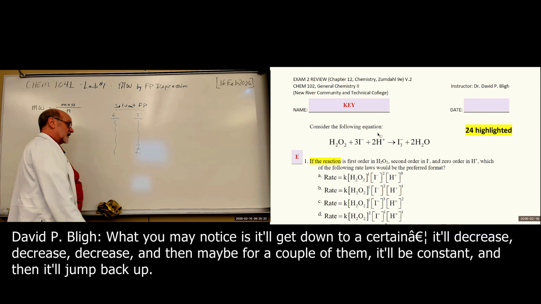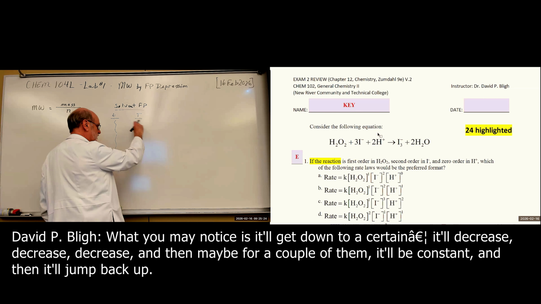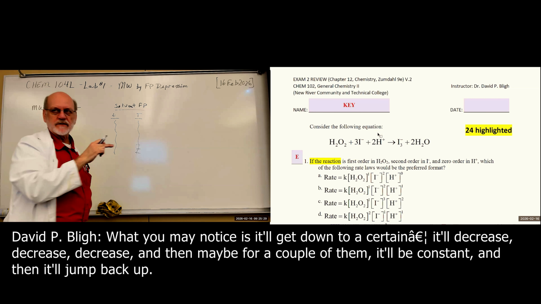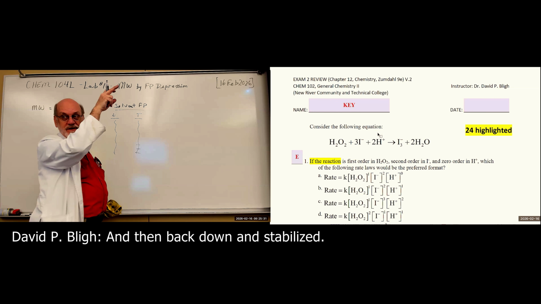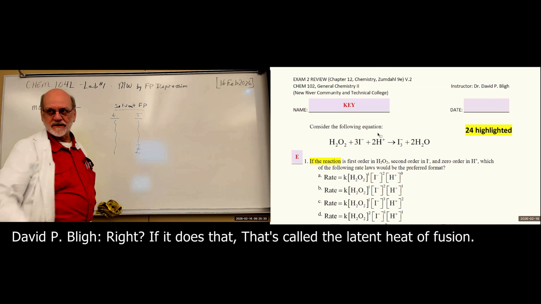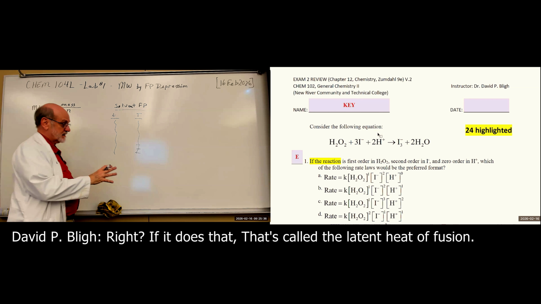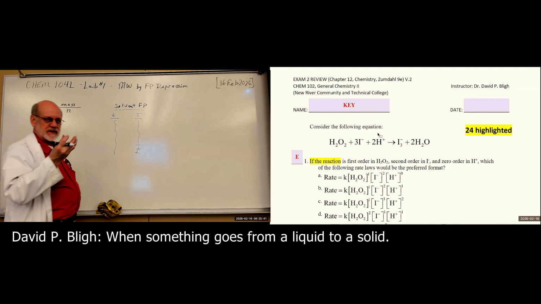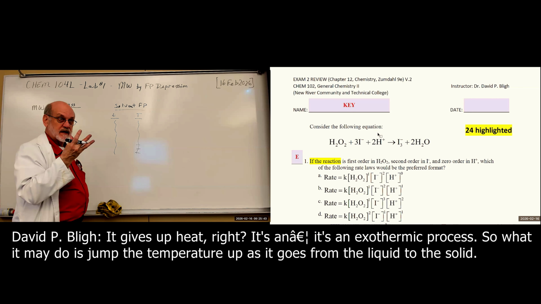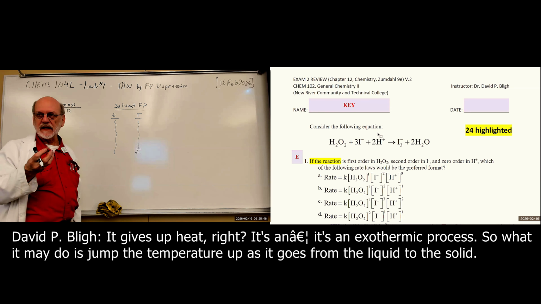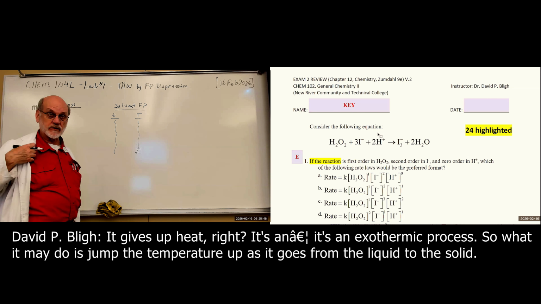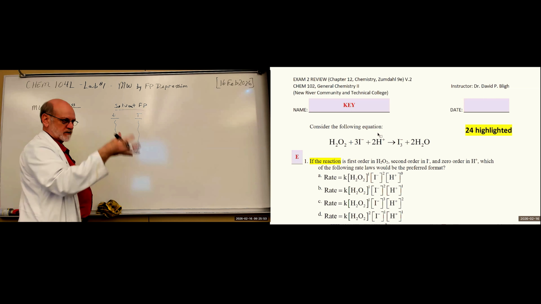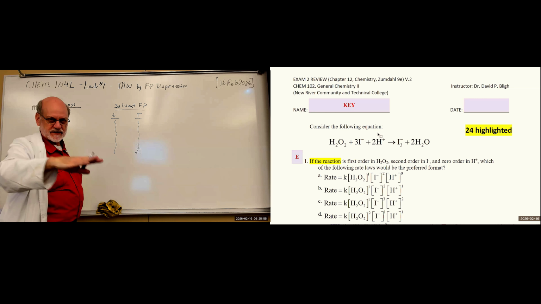What you may notice is it'll decrease, decrease, decrease, and then maybe for a couple of readings it'll be constant, and then it'll jump back up and then back down and stabilize. If it does that, that's called the latent heat of fusion. When something goes from a liquid to a solid, it gives up heat. It's an exothermic process, so the temperature may jump up as it goes from the liquid to the solid, and then it's stabilized.